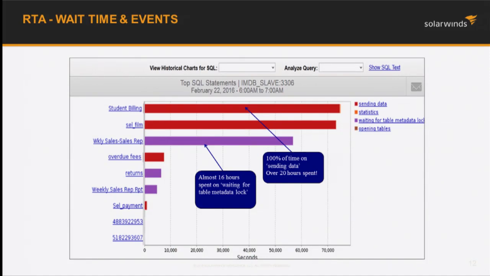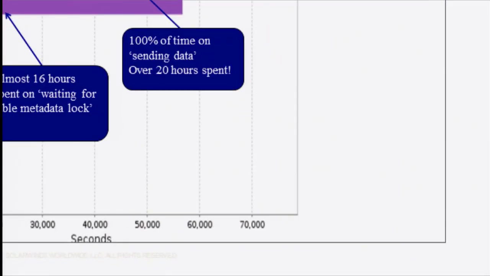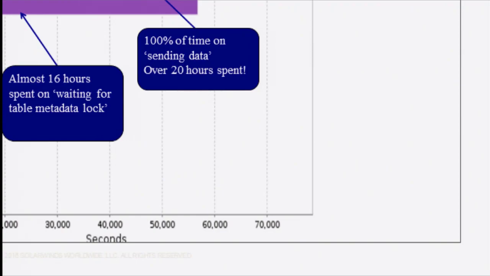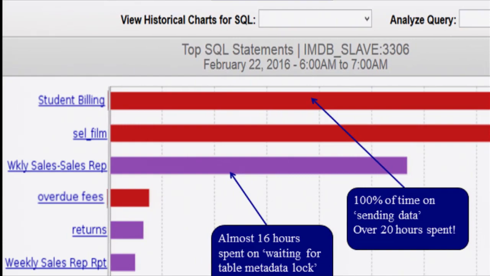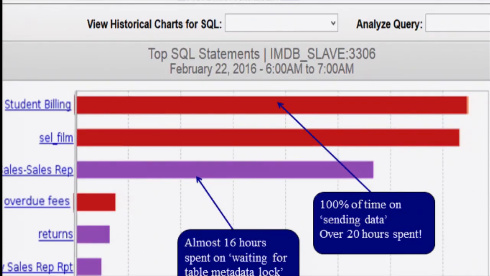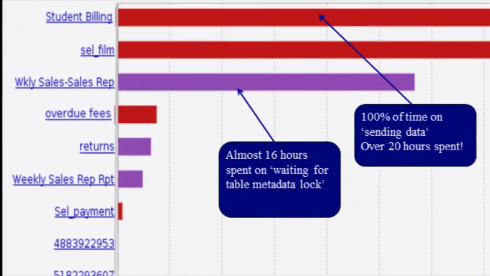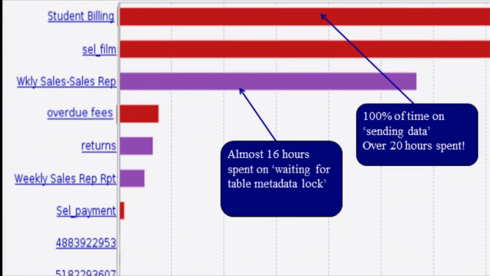Benefits of response time analysis or wait time analytics, whatever words you want to use. This is just a quick graph of showing you my top 8 SQLs within a database. And you can see my student billing one, it spent 100% of its time, over 20 hours, in this 1 hour with every active session running it on sending data. So what that means is it's probably reading an index or reading a lot of data from disk. My third one there actually spent 16 hours in the database in this 1 hour waiting for a metadata lock.